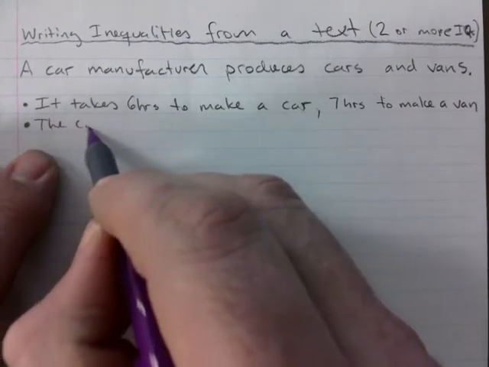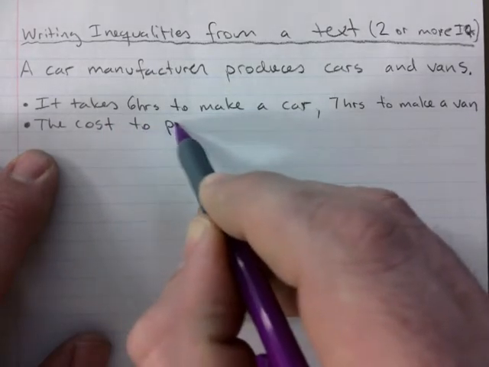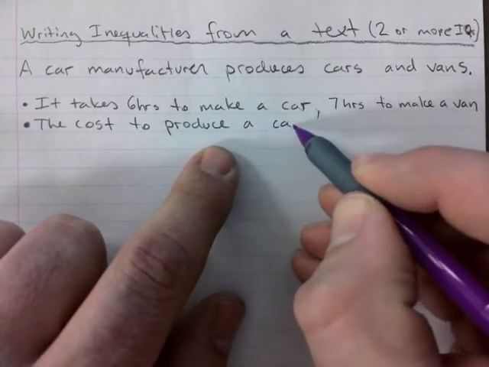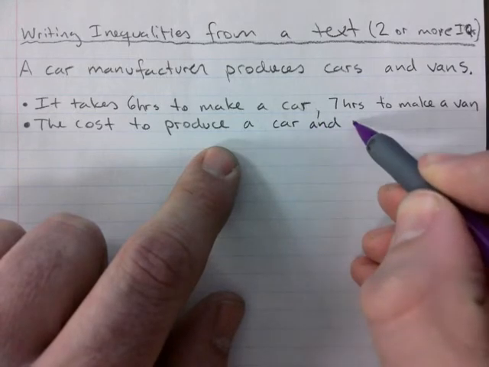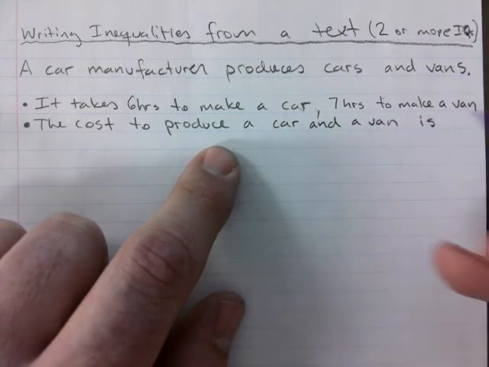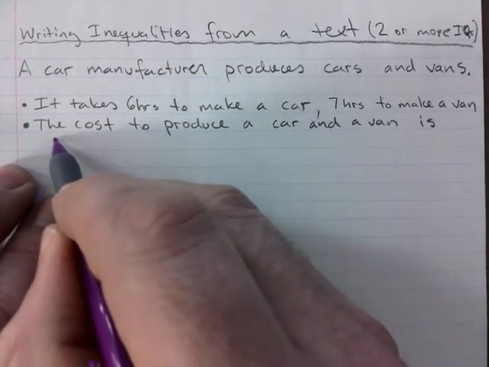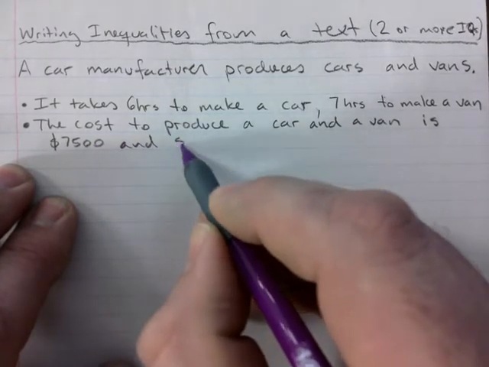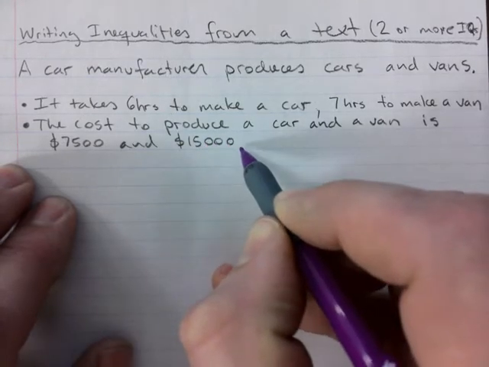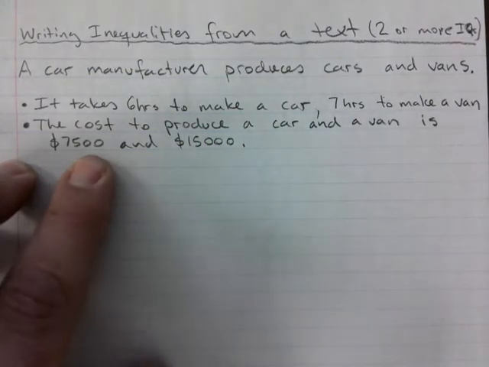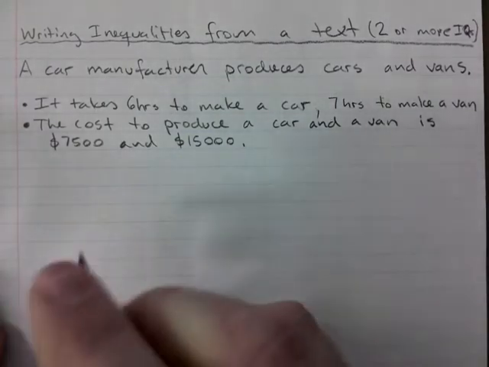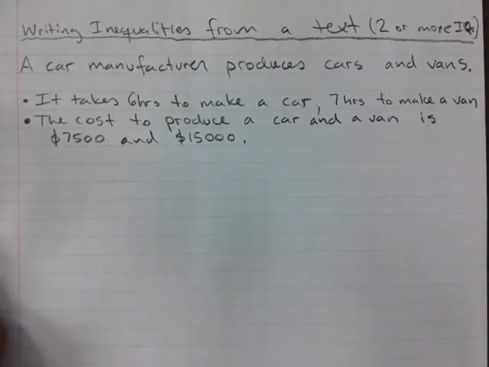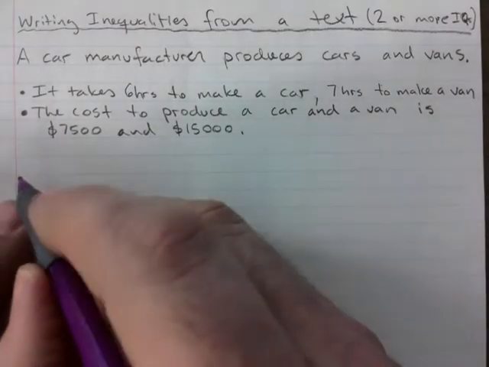The cost to produce a car and a van is $7,500 and $15,000 respectively. So we're assuming 7,500 is for the car and the van is 15,000. Okay. And so these are just facts here. We're just going to state that, and here come the restrictions.